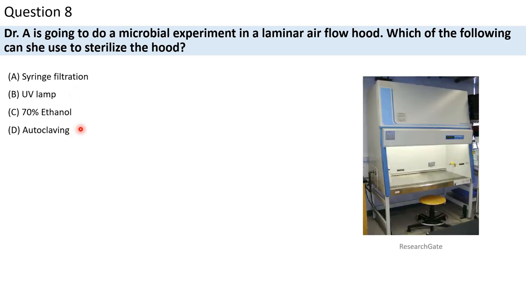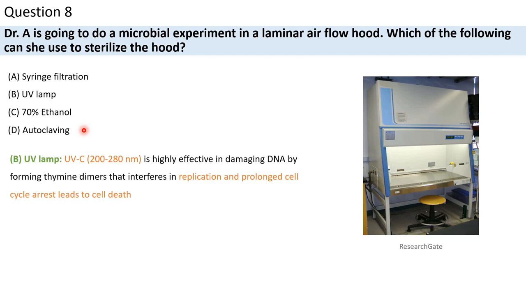So this is the laminar airflow hood. If you see, both the options are right. We will be using a UV lamp to sterilize the hood before starting any experiment, and 70% ethanol, which is a disinfectant, is used to wipe the surface of the laminar airflow. So both options are right. We'll just see how these are useful.